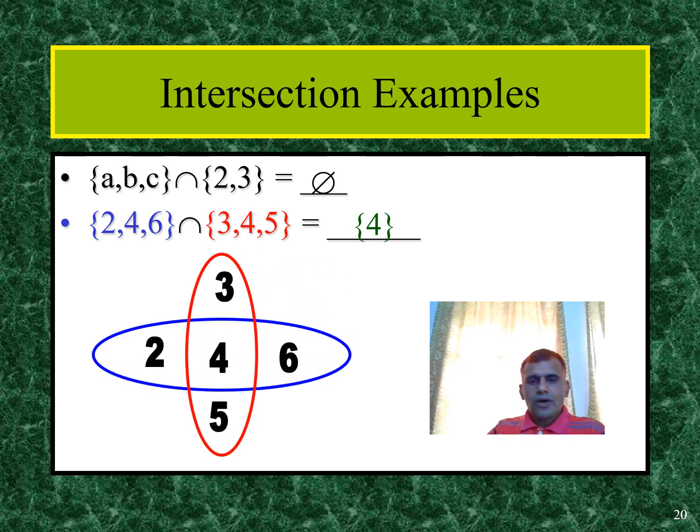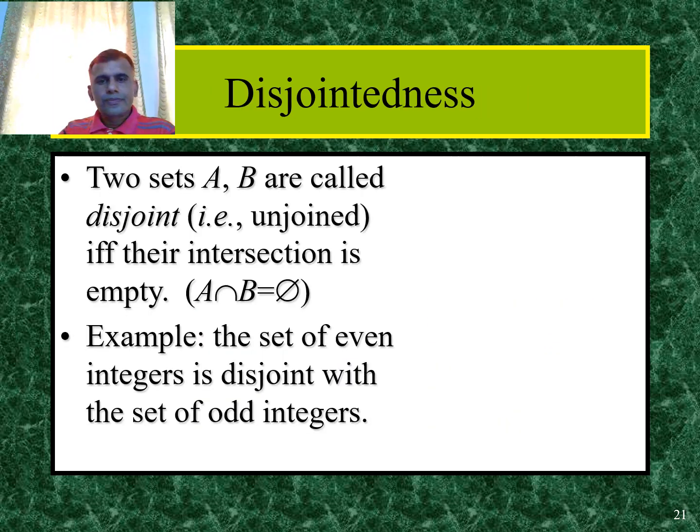So this is how we can find intersection. Disjointedness: two sets A, B are called disjoint, that is unjoined, if and only if their intersection is empty. A intersection B is equal to the empty set. Example: the set of even integers is disjoint with the set of odd integers.